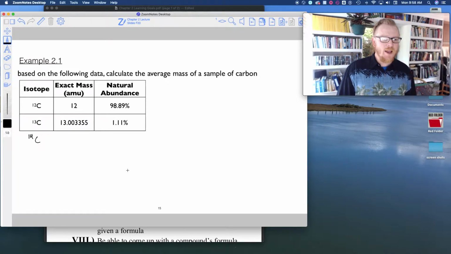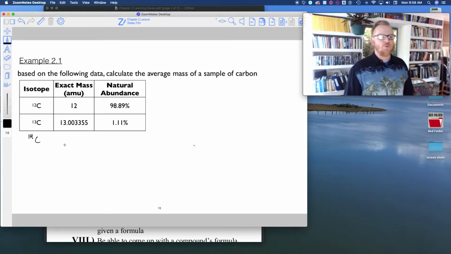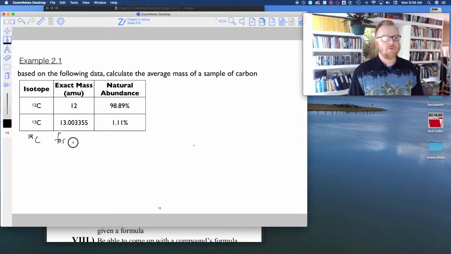Carbon-14 is radioactive, and it's what allows us to do radiocarbon dating. We'll talk more about that in Chem 110. So for now, ignore carbon-14, but let's talk about carbon-13. Based on the following data, calculate the average mass of a sample of carbon.